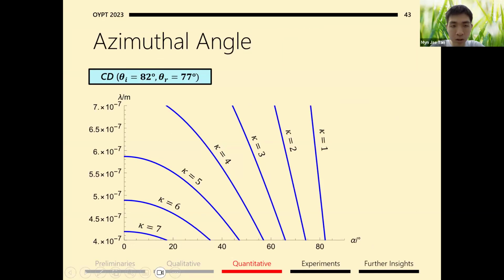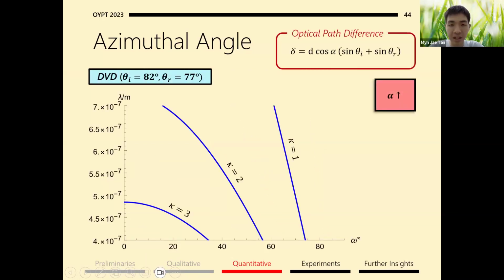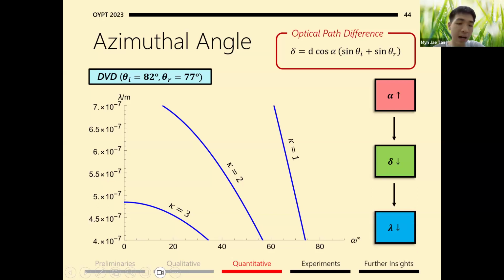And then we also see that the wavelength is negatively correlated with changing the azimuthal angle in CDs as well as in DVDs. So to explain this, we can use the path difference equation again. As we increase alpha, because alpha is in the cosine function, and the cosine function is strictly decreasing when alpha is from 0 to 180 degrees, when we increase alpha, the cosine function will decrease. So this causes the path difference to decrease also. Therefore, the wavelength of light that constructively interferes will also decrease.